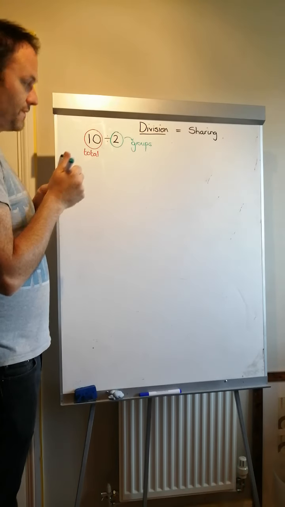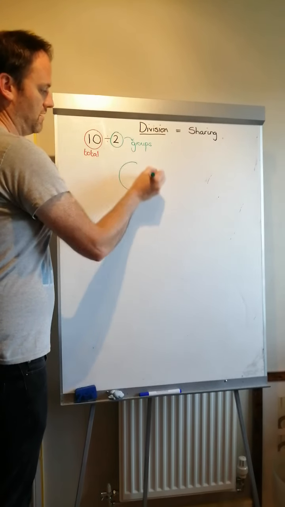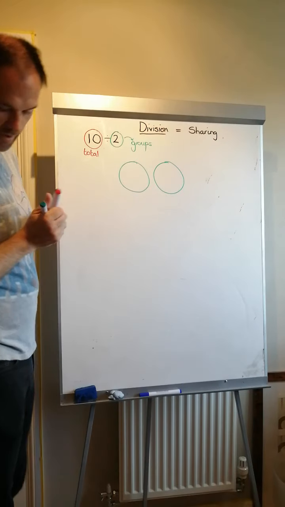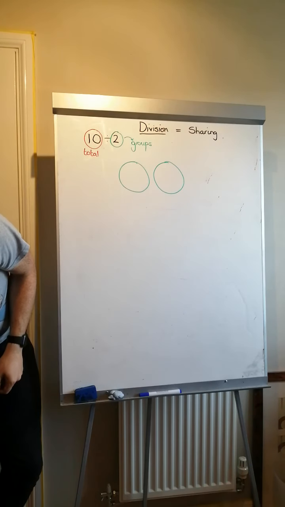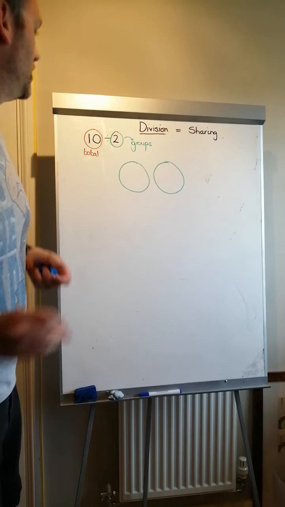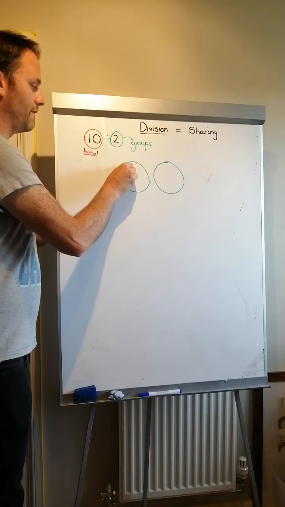Okay, so the easiest thing to do is to draw those groups. So there's my first group. There's my second group. Okay, and I'm going to start off just like I did with the multiplication video. I'm going to start off using some cubes, and I'm going to share 10 cubes out. So what I'm going to do is I'm going to put the first one in there.